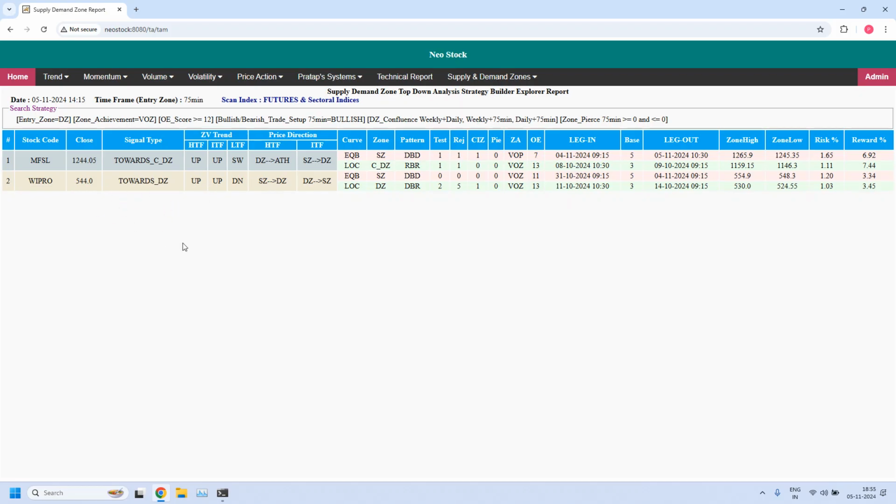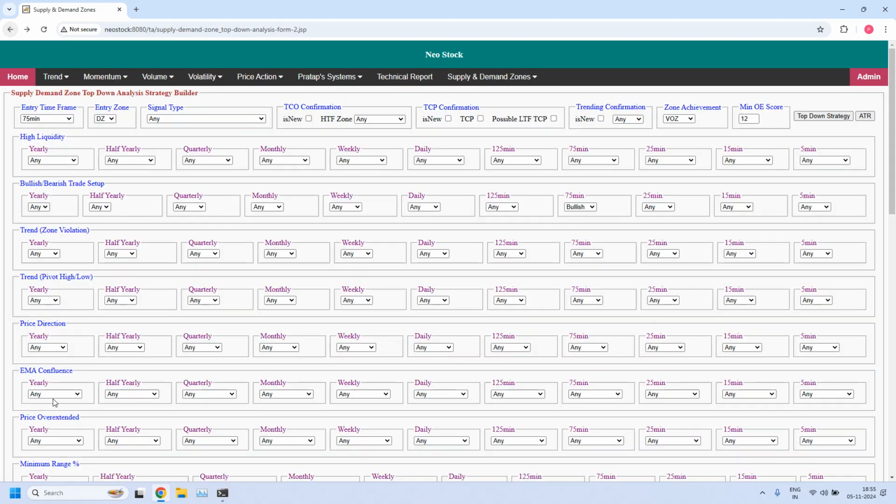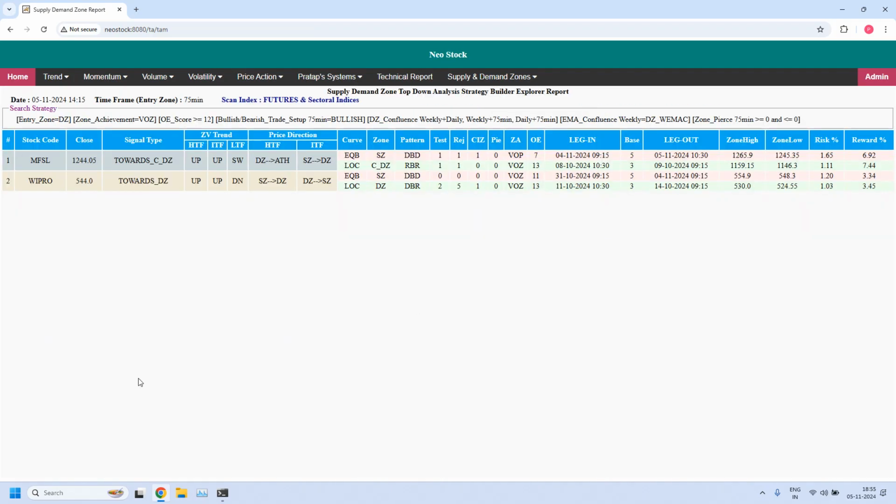If any of these stocks have weekly EMA confluence, that is an even higher probability setup. Let's verify. In the EMA confluence, weekly time frame, weekly demand zone with weekly EMA confluence. Both the stocks are filtered. Already Wipro has daily EMA confluence, and this also has weekly EMA confluence. So both these stocks are high probability setup supported stocks.